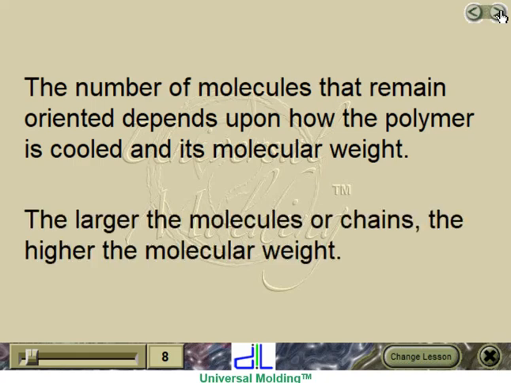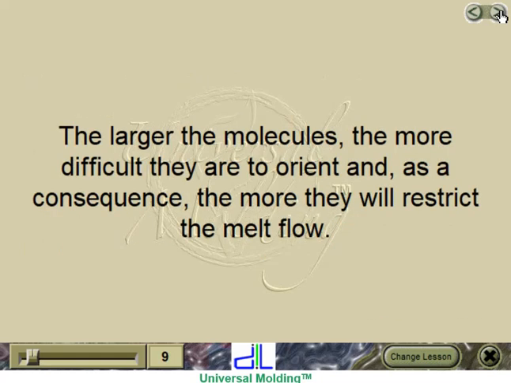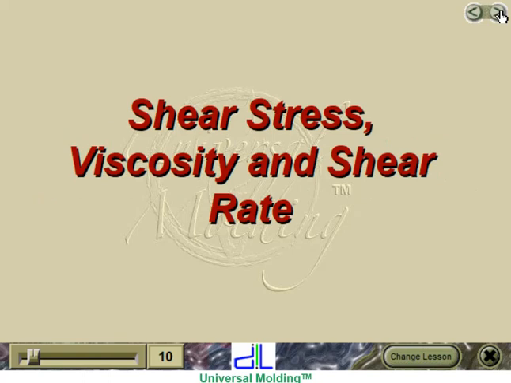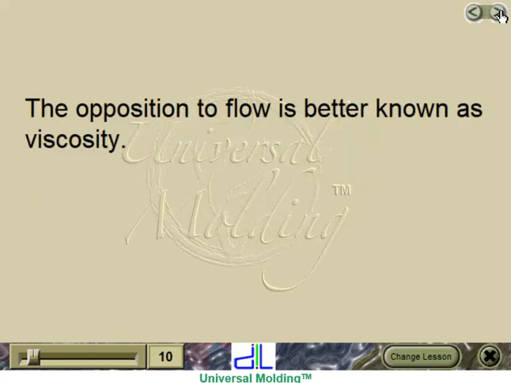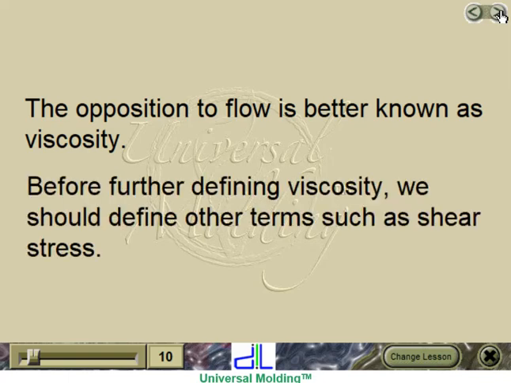The larger the molecules or chains, the higher the molecular weight. The larger the molecules, the more difficult they are to orient, and as a consequence, the more they will restrict the melt flow. Shear stress, viscosity, and shear rate. The opposition to flow is better known as viscosity. Before further defining viscosity, we should define other terms, such as shear stress.